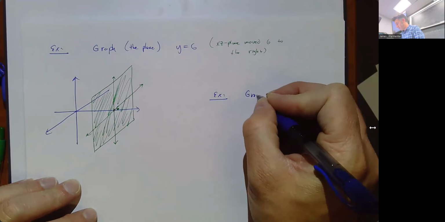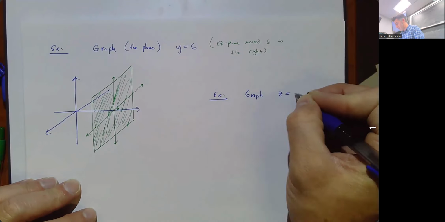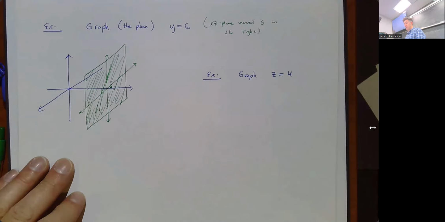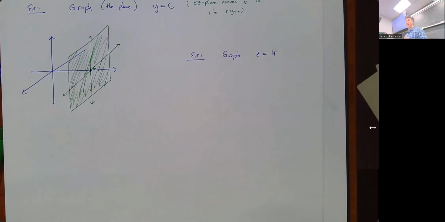let's graph the plane z equal to 4. Same idea. Now we're setting the z value, and x and y can be anything.